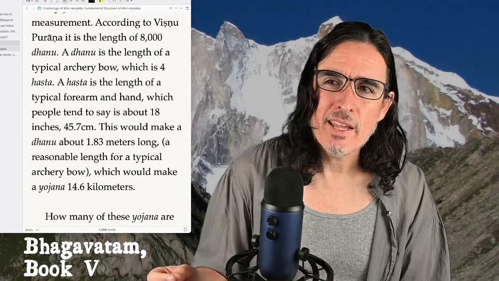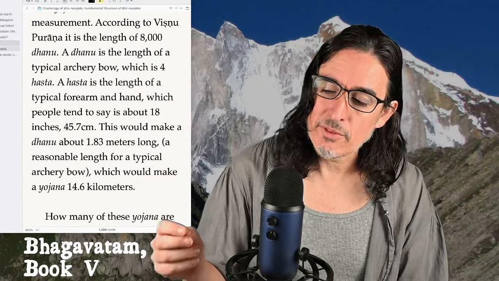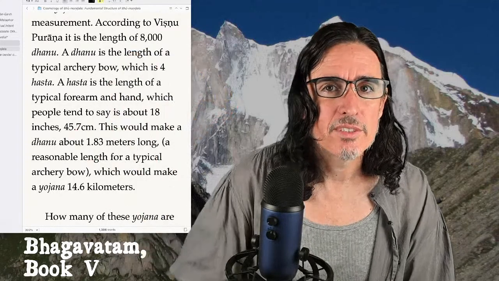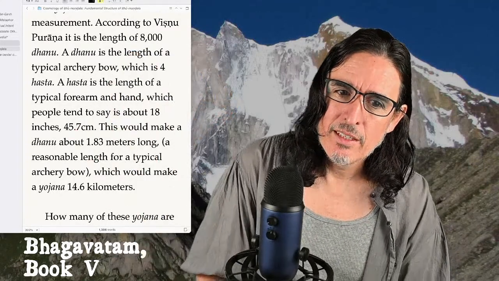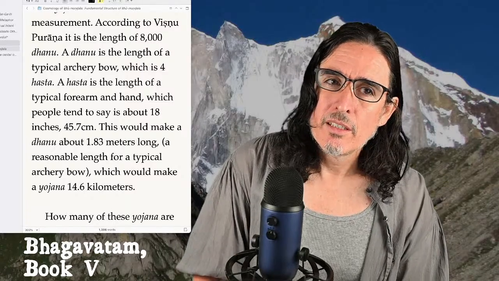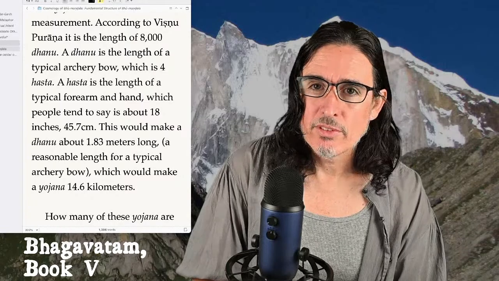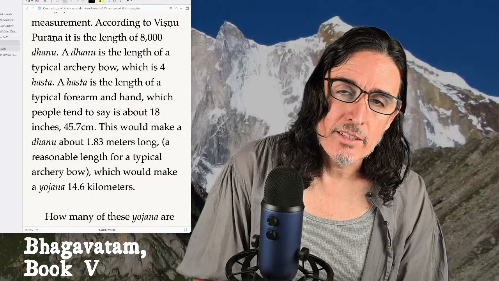But the measurement of an atom itself is a very difficult thing. And if you are slightly wrong in the atom, then when you get to multiples of thousands and 10,000s and hundreds of thousands, the difference becomes quite significant. So the exact length of the yojana varies, and in fact we find it used differently by geographers versus astronomers in ancient and classical India.